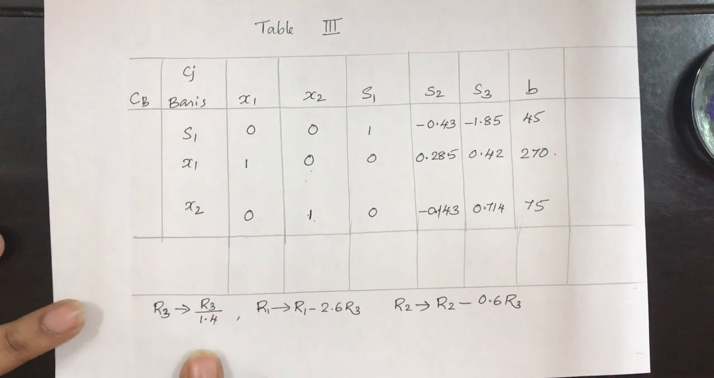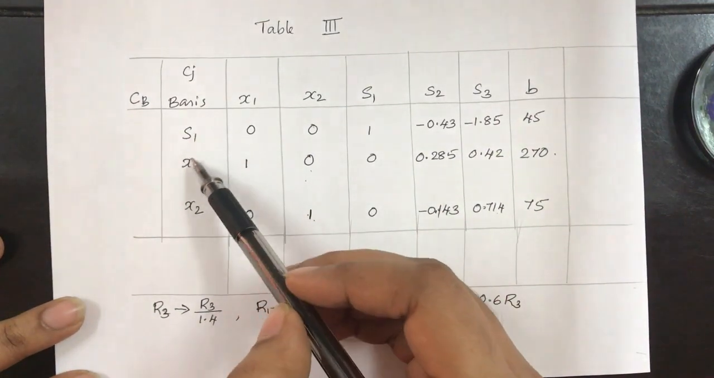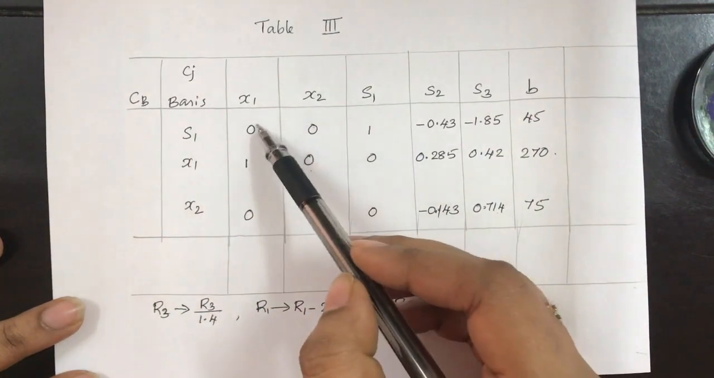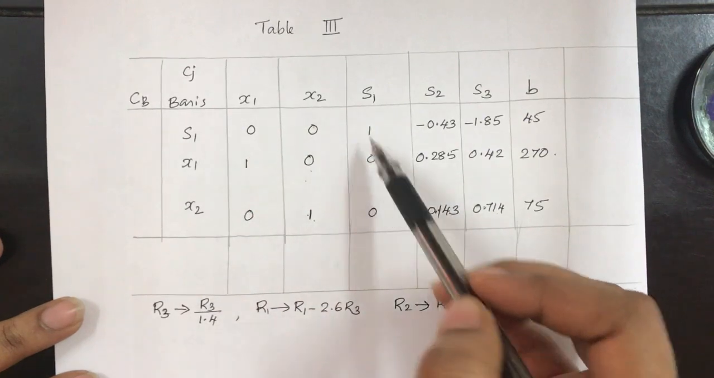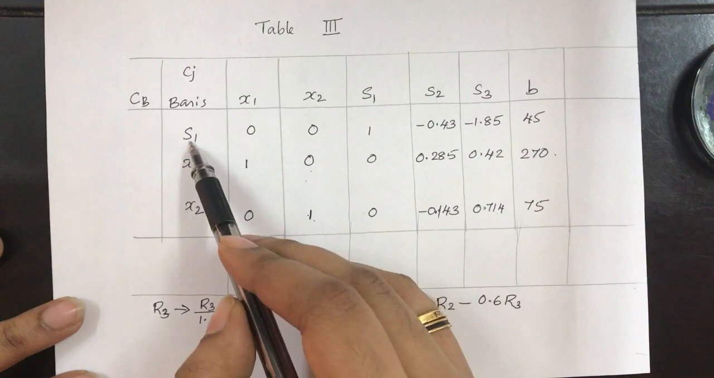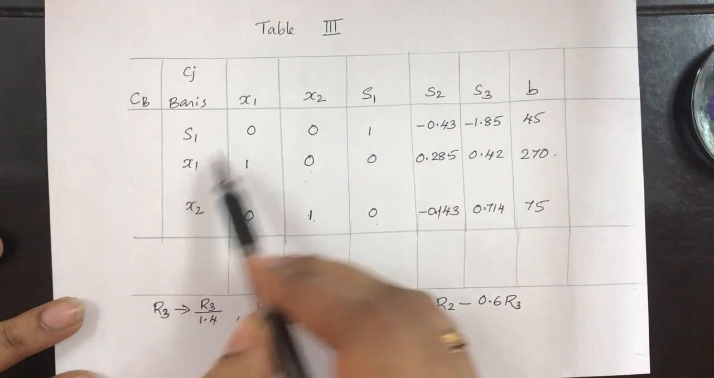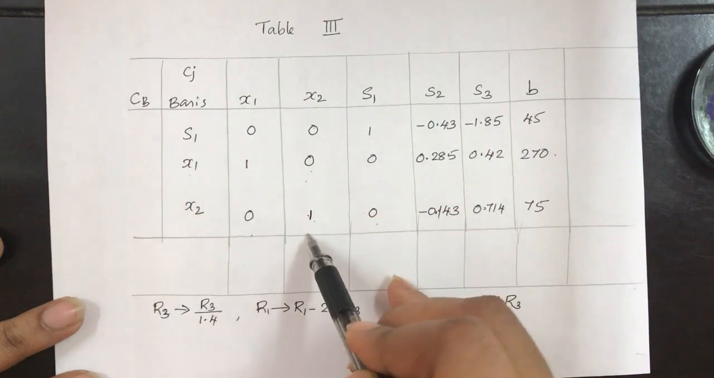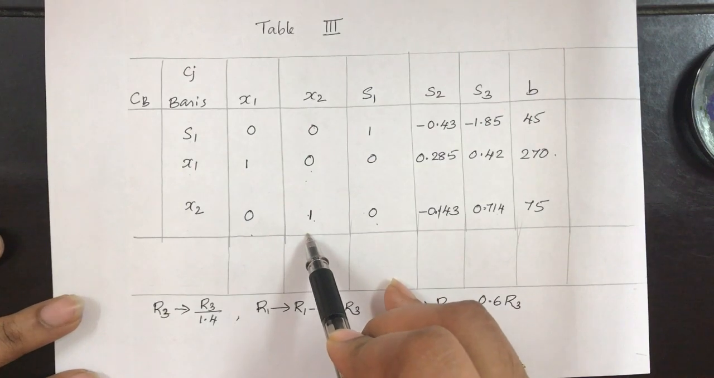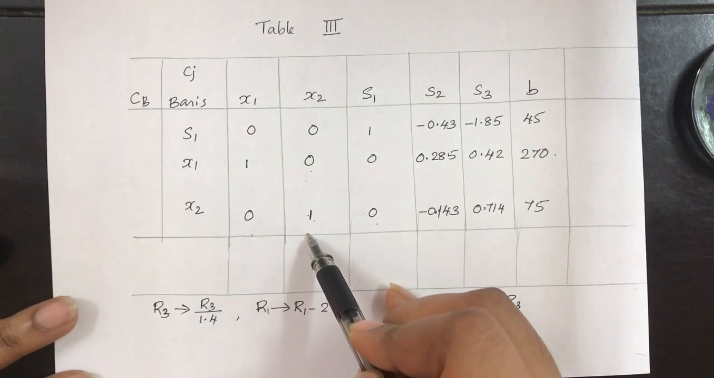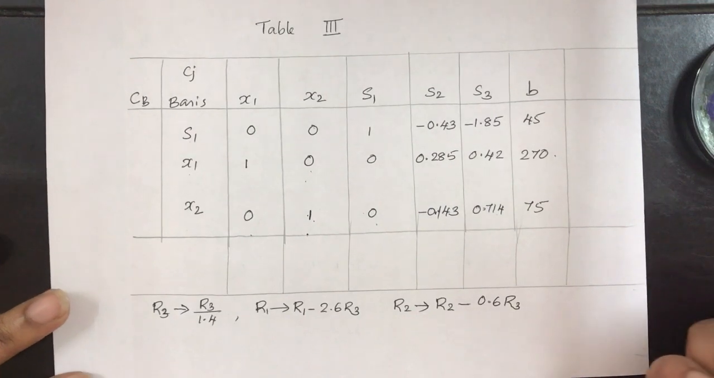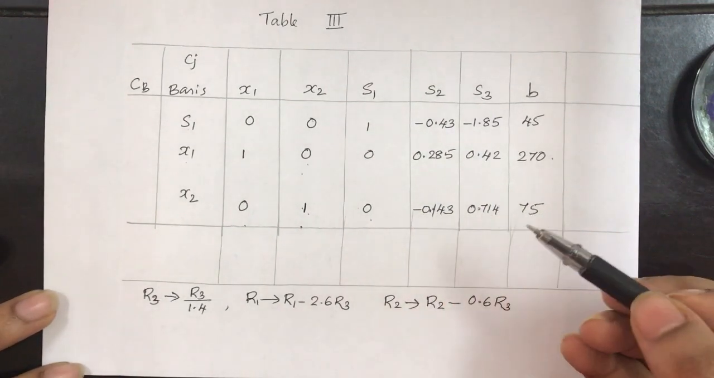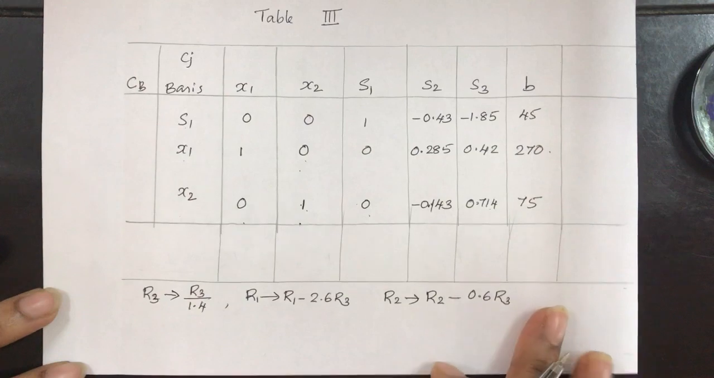Every time we need to check that if any variable comes in the basis, its vector should be a unit vector in the table. S1 is a unit vector, x1 unit vector, x2 unit vector. That is the checking point. If it does not come like that, our row transformation has become wrong. Okay. So we got that.